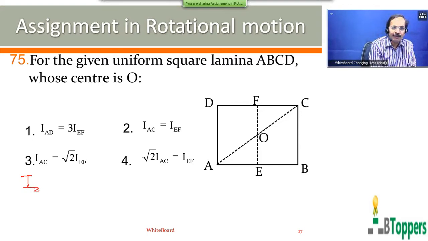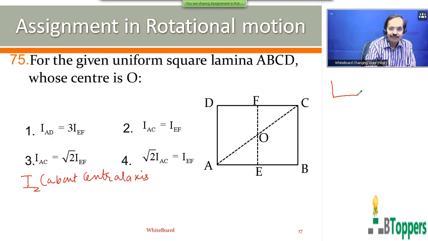So moment of inertia about central axis of symmetry. So assume that the square plate lies in the XY plane. The center of the square plate at the origin. Then moment of inertia about central axis of symmetry, I discussed in one of the questions, MA square by 6.